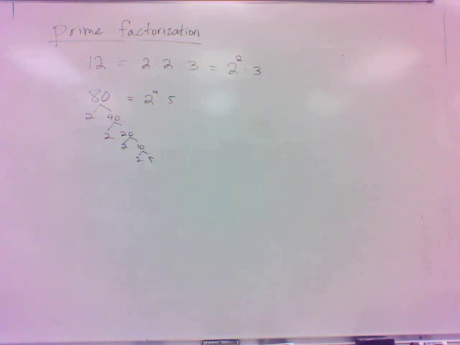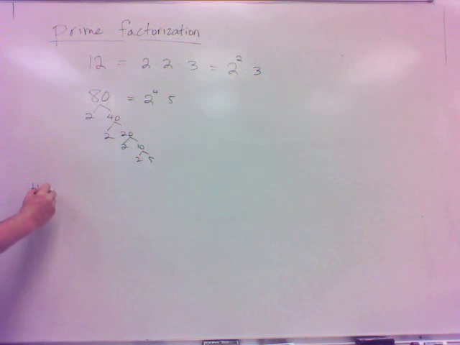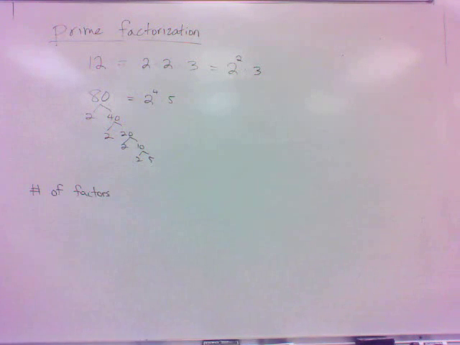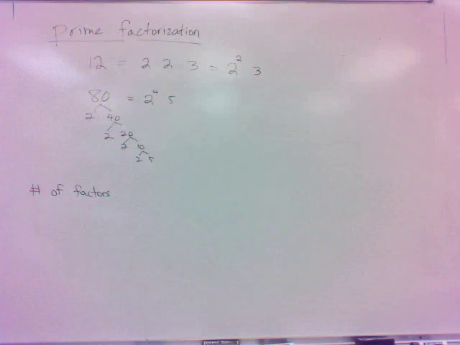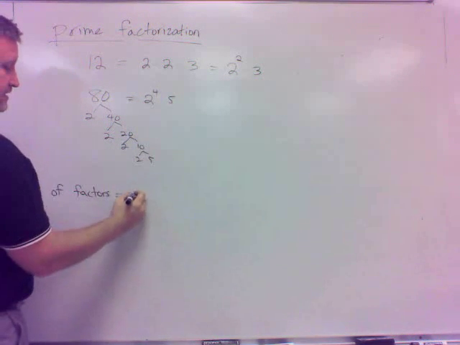Now, why I mention that here is let's go back to the number of factors problem. If you have the prime factorization of a number, and you want to know the number of factors, that is, if you wrote out all the factors, how many factors does it have? Here's what you can do. You take each power in your prime factorization, add 1 to it, and multiply those together.